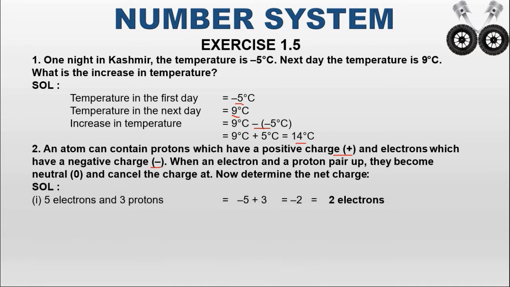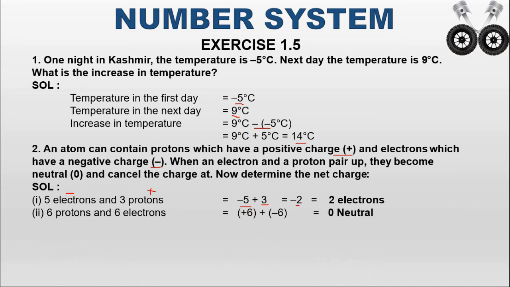So the first problem is 5 electrons and 3 protons. Electron means the negative charge and proton means the positive charge. So 5 electrons can be written as minus 5 and 3 protons can be written as plus 3. So minus 5 plus 3. These two integers have different signs, that means we have to subtract. So 5 minus 3, the answer is 2, and the biggest number is 5. The sign for the biggest number is minus, so you write minus 2. Minus means it is electrons. So how many electrons are present here? 2 electrons are present here.